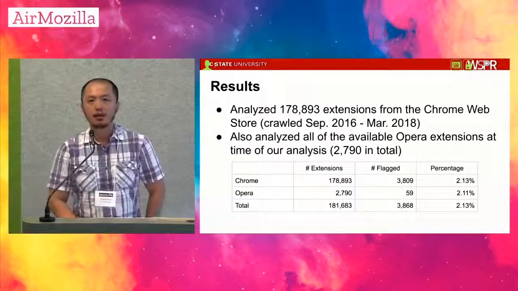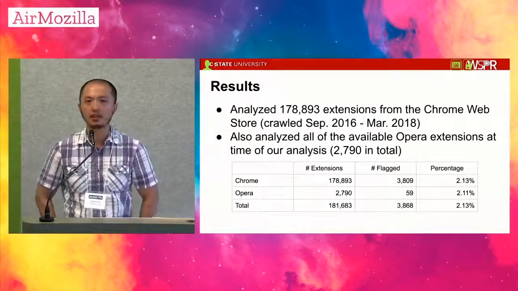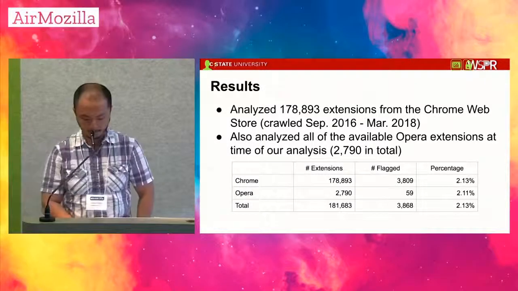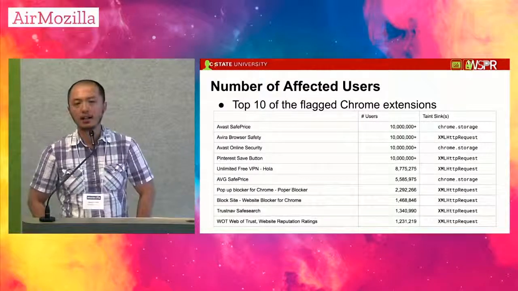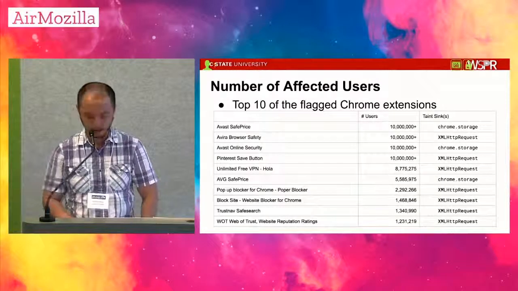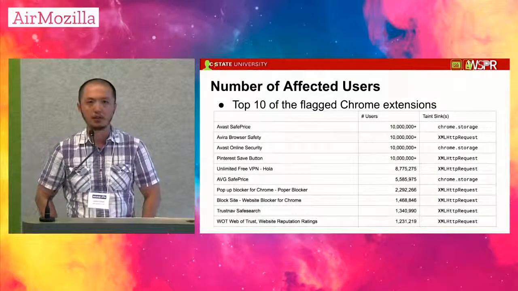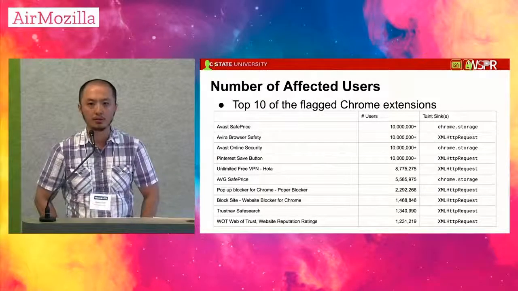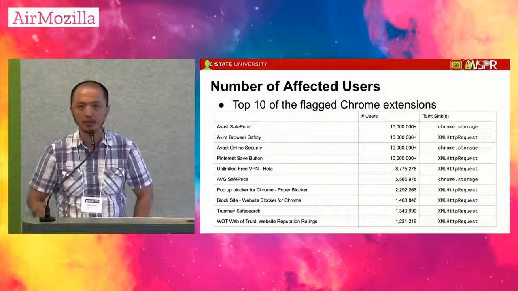So as for results, we applied our system to analyzing more than 180,000 extensions, which include both Chrome and Opera extensions. And we flagged more than 3,800 of them to be potentially leaking privacy-sensitive data. We also found the top 10 extensions of the flagged extensions have close to 60 million total number of users, so they are all affected. And another thing is that a lot of the top 10 extensions here are security related. So the irony here is users go to install these extensions to improve their online security, but in return they actually get less security because their privacy is being abused.